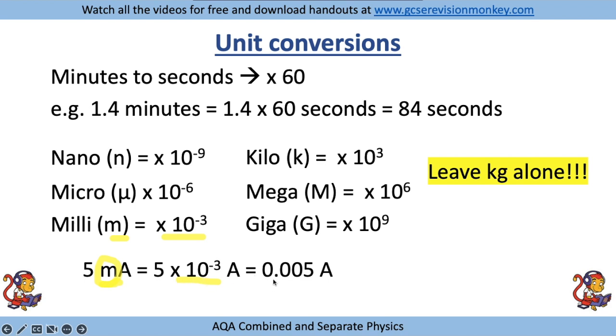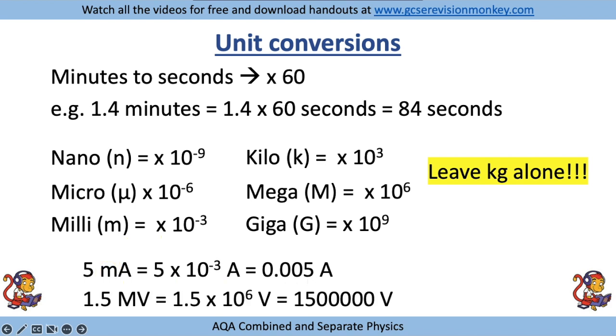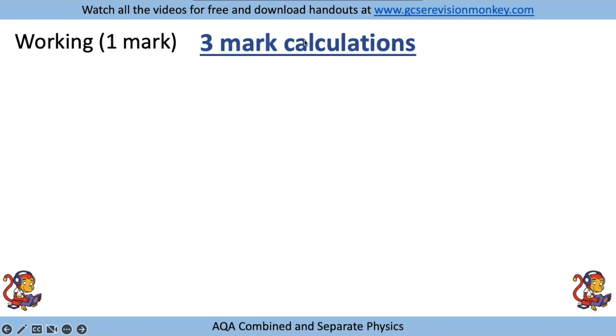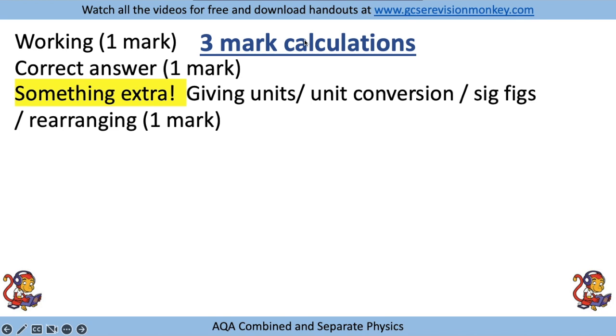which is the same as 0.005 amps. Or if you had a capital M there, that would mean mega. So mega is times 10 to the 6. So you'd have 1.5 times 10 to the 6 volts, which is equal to 1.5 million volts. Another thing to look out for in 3-mark calculations is giving your answer in significant figures.